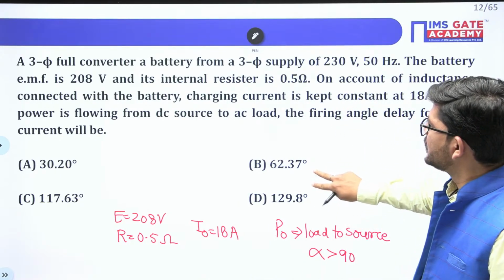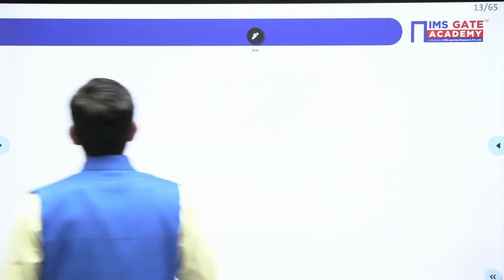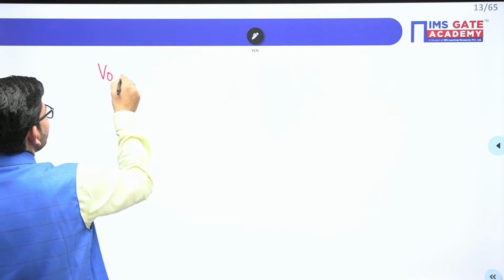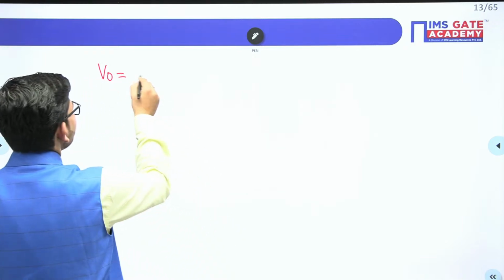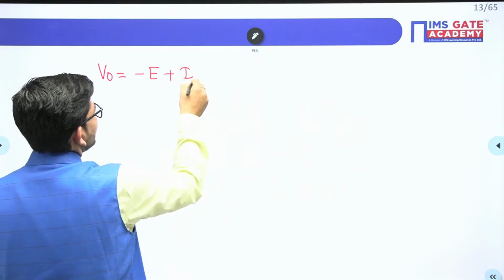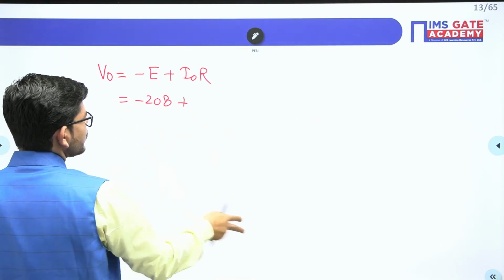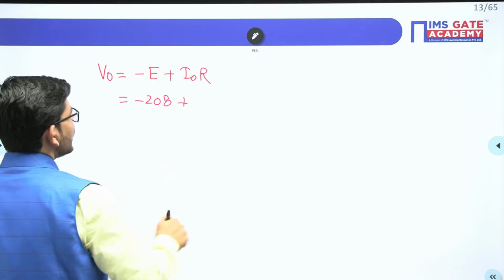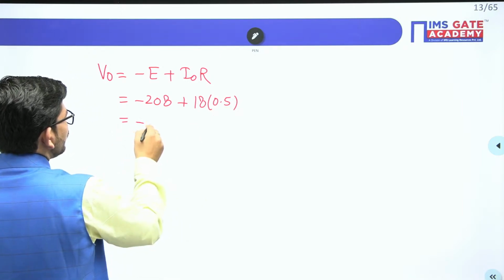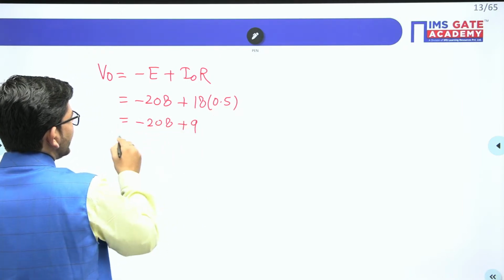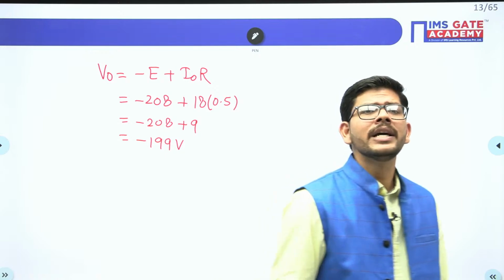So again we have the same case, but we have a 3-phase full converter right now. So guys, what will be the load side KVL? When power is delivered from the load to source, the load side KVL will be V naught equals minus E plus I naught into R. E is 208 plus I naught into R, which is 18 into 0.5, that is 9. So we will get minus 199 volt as V naught.